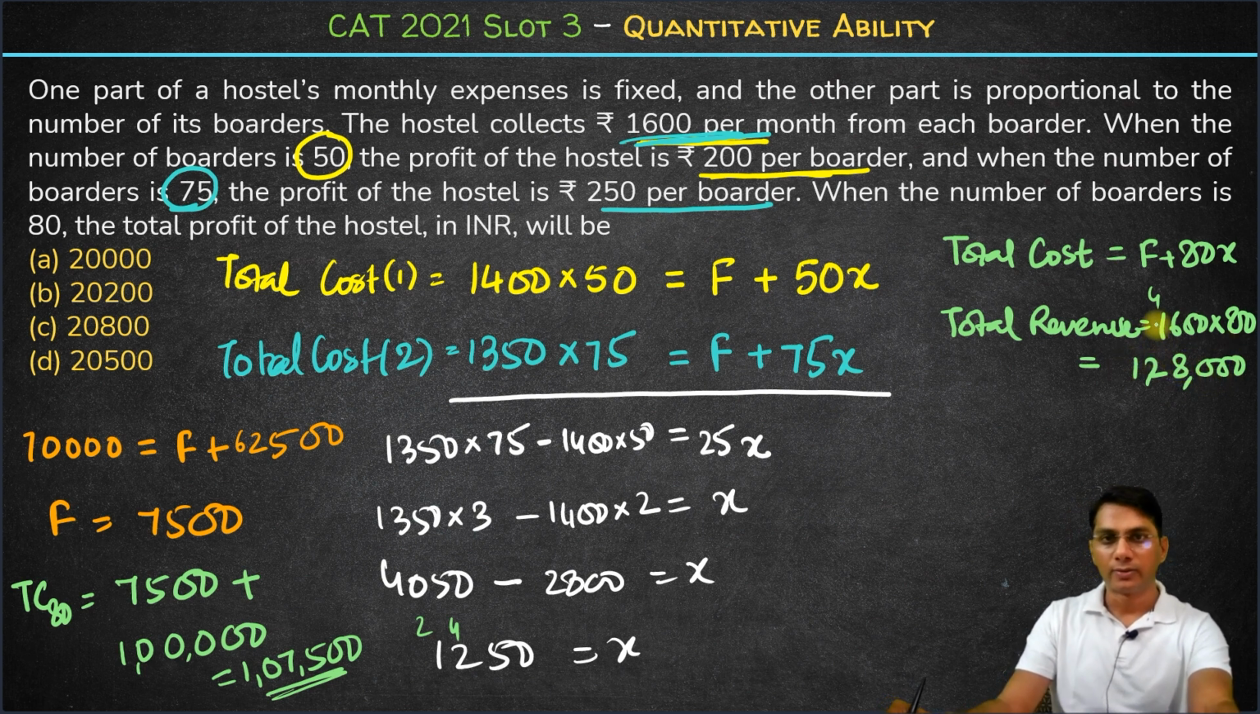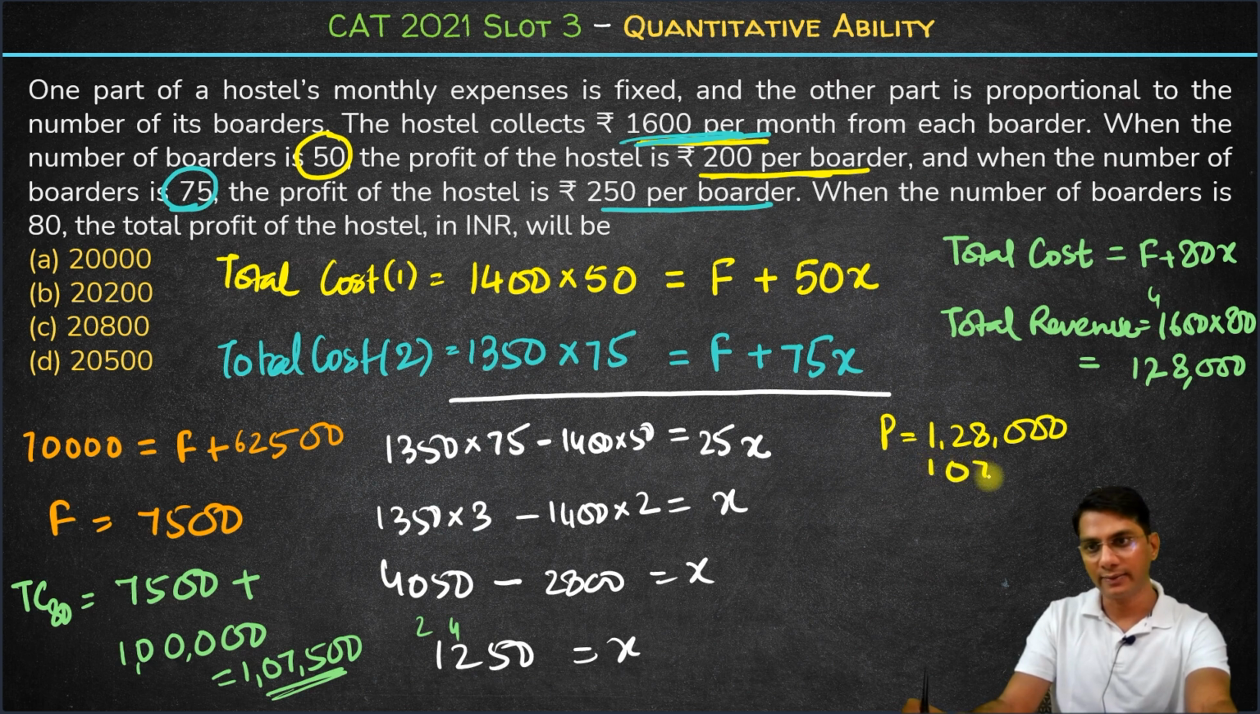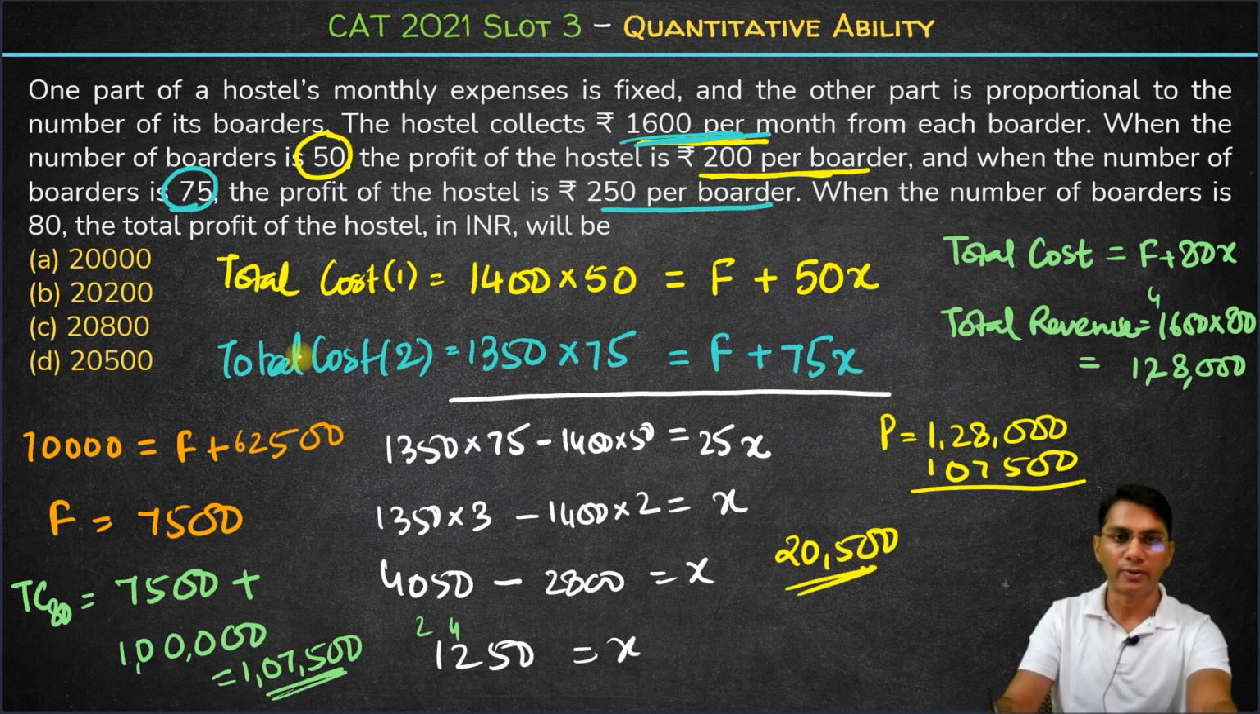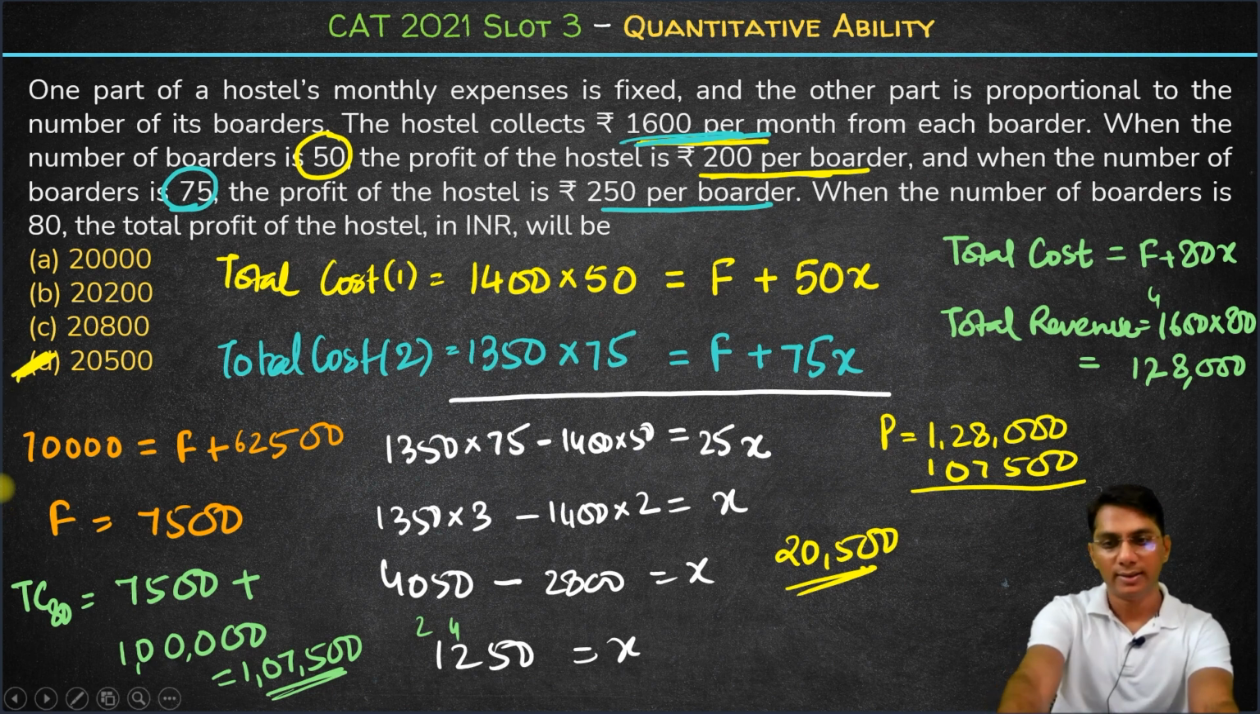Fine. So if this is the total revenue and this is the total cost, the profit for the hostel will be 1,28,000 minus 1,07,500, which is the cost. So 128 minus 107.5 comes out to be 20,500. So the total profit of the hostel is 20,500, which is option D over here. Okay. Thank you.